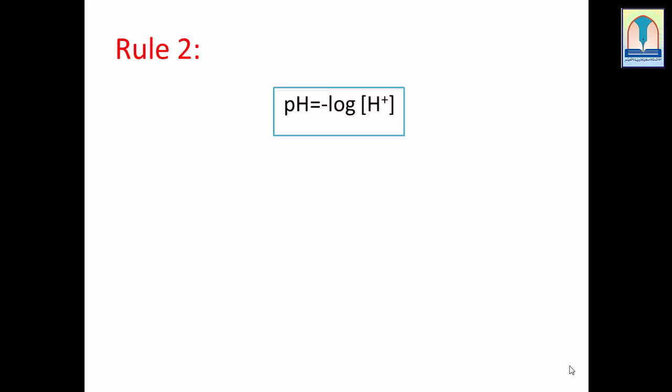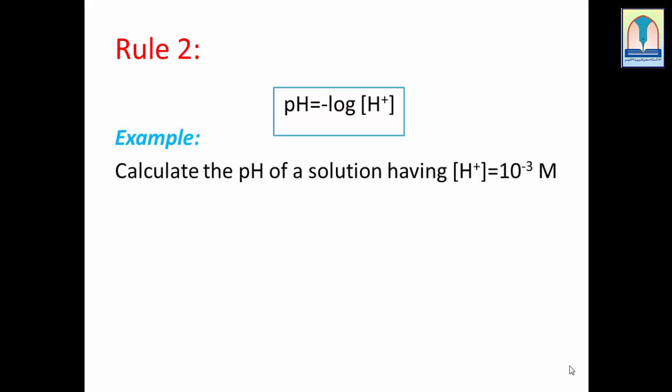Rule number 2 is used to calculate the pH starting from the concentration of H+. As you can see in the rule, we have the function log. Well, if we have to calculate the pH of a solution having the concentration of H+ equal to 10 power minus 3 molar, then we apply the rule pH equals minus log the concentration of H+, so minus log, and we substitute 10 power minus 3. The answer will be 3.